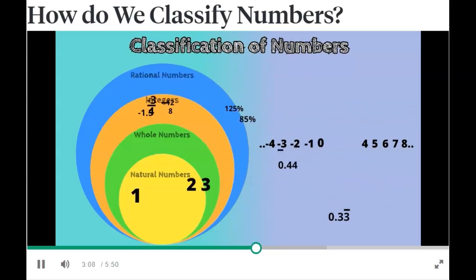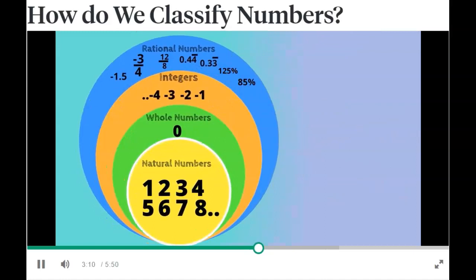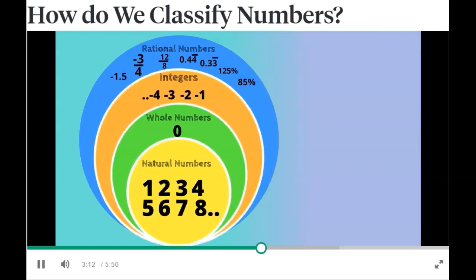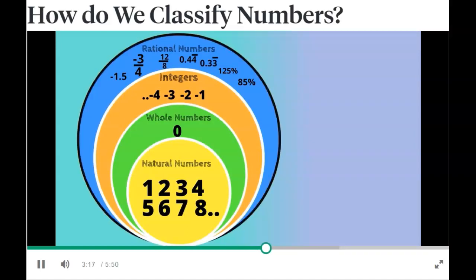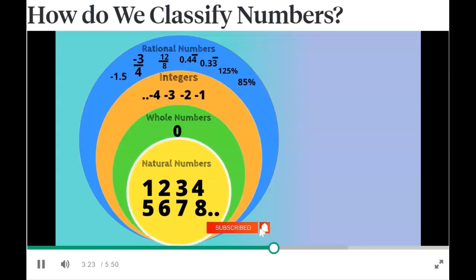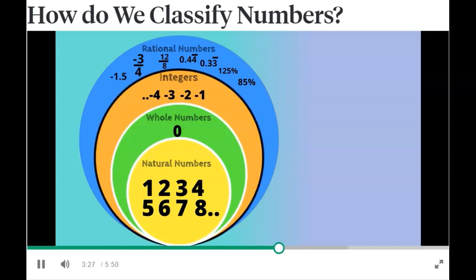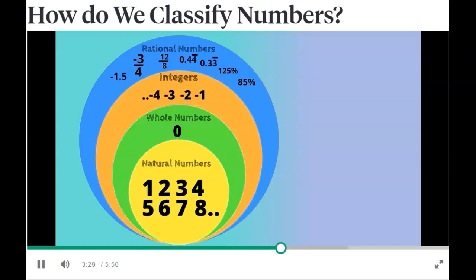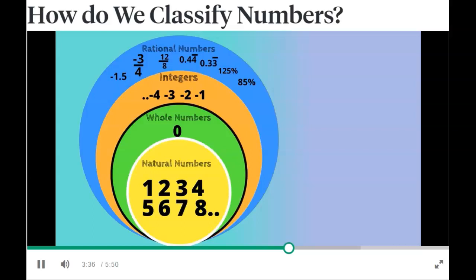So if we look at our diagram, all natural numbers, whole numbers, and integers are rational numbers since they're inside of the rational number circle. Next, we have integers. All natural and whole numbers are integers since they're inside of the integer ring. Then we have whole numbers. All natural numbers are whole numbers since they're inside the whole number ring.